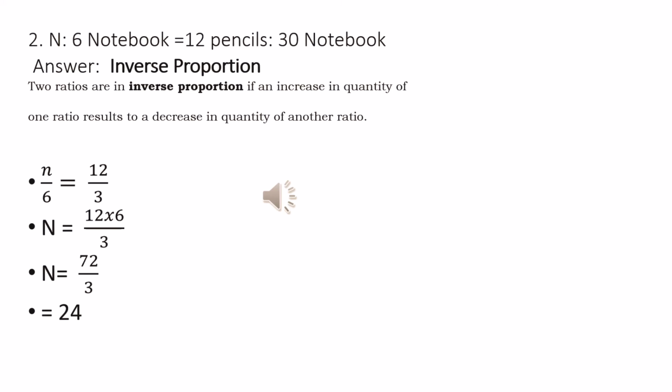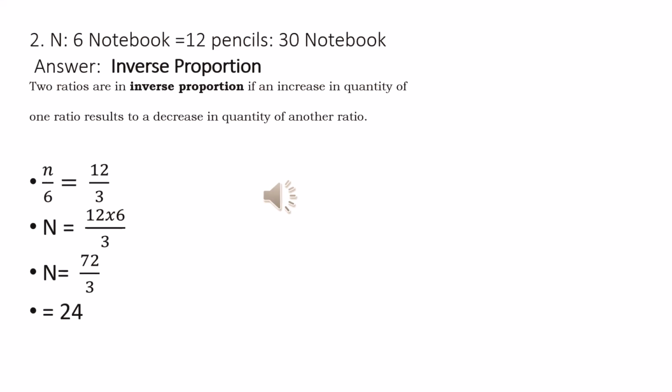Here it is n over 6 is equal to 12 over 30. So n equals 12 times 6 over 30. Cross multiply 12 times 6. So the answer is n equals 72 over 3. So 72 divided by 3 is equal to 24.